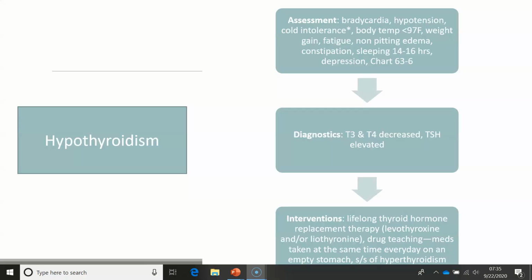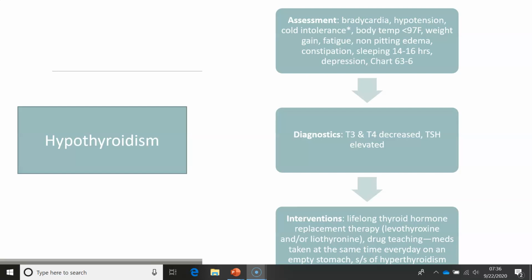For hypothyroidism, again, their assessment is going to look opposite of the patient with hyperthyroidism. This patient's going to have bradycardia, hypotension, cold intolerance, lower body temperatures, and weight gain. They may sleep extensive hours. They're just the exact opposite of those patients with hyperthyroidism, and they're listed on chart 63-6. Again, diagnostics are still done with the T3 and T4. This time, though, they'll be decreased, and their TSH is elevated.